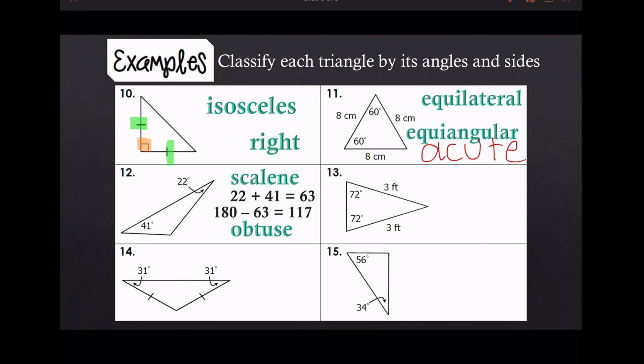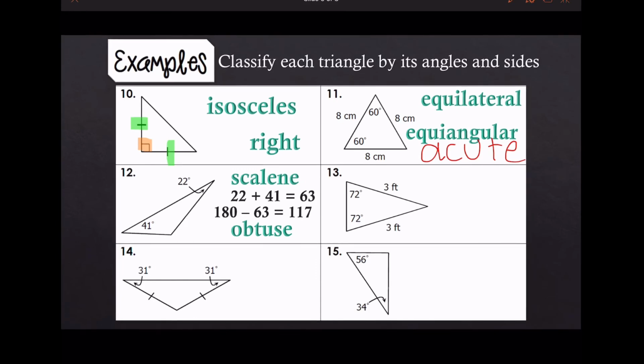So you are going to finish 13, 14, and 15. I want you to classify the triangle by its angles and classify by its sides. So I'm looking for 2 words here, okay?